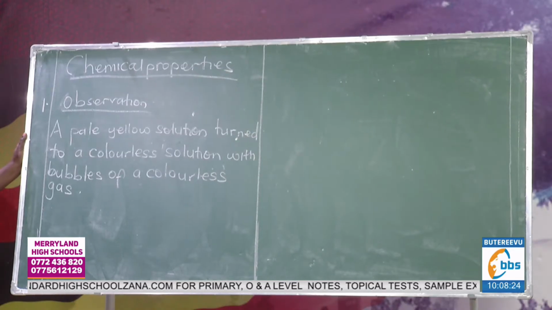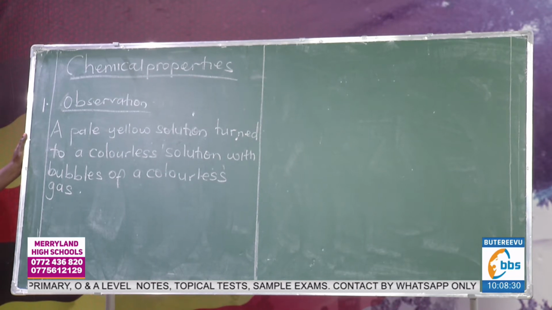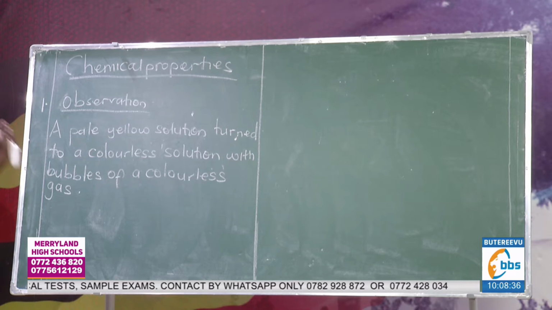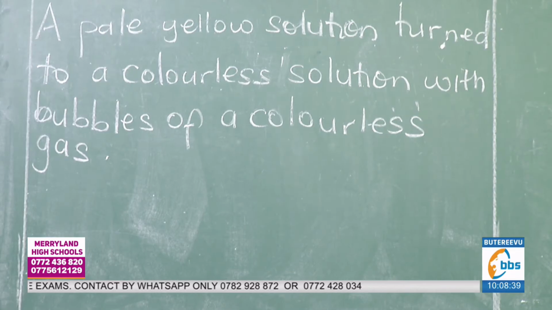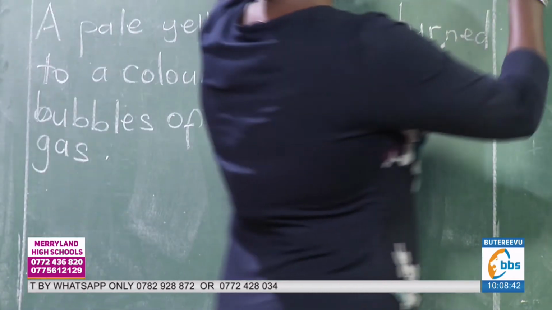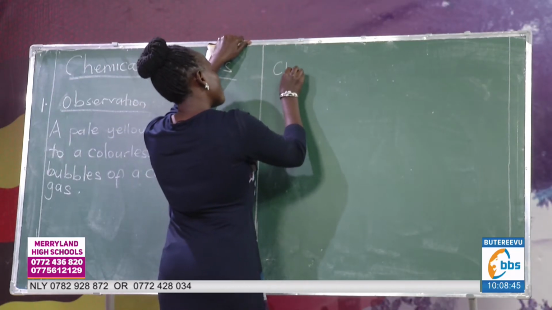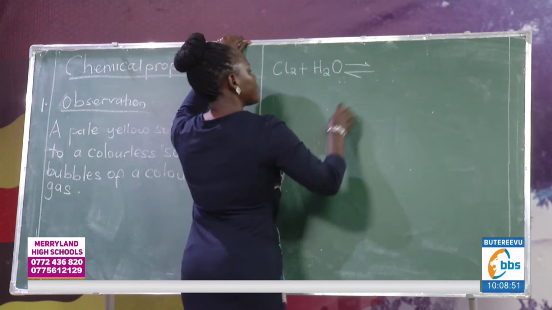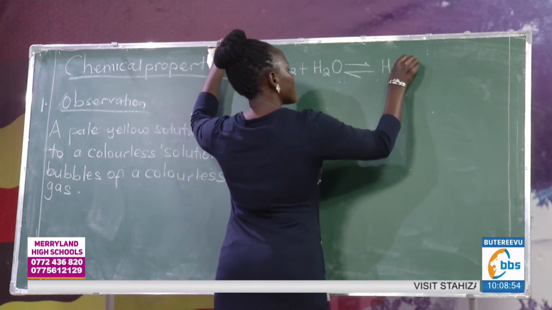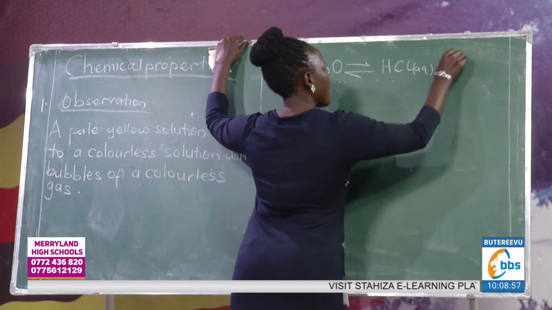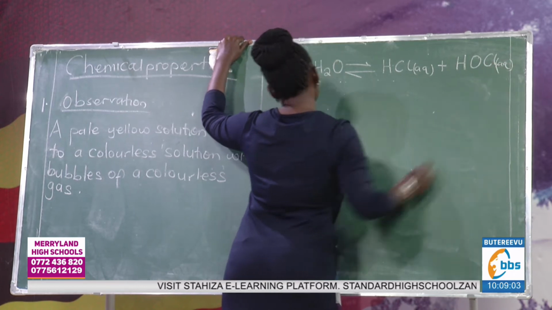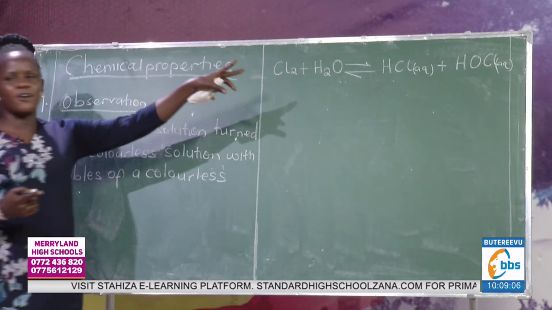And the bubbles of a colorless gas are standing in for the oxygen gas. That was the observation. But now part B of that question was, explain your observation. The pale yellow solution is standing in for chlorine water. When you remember chlorine water, these are the two equations that I wrote for you. That is our chlorine water, which is a mixture of those two acids.